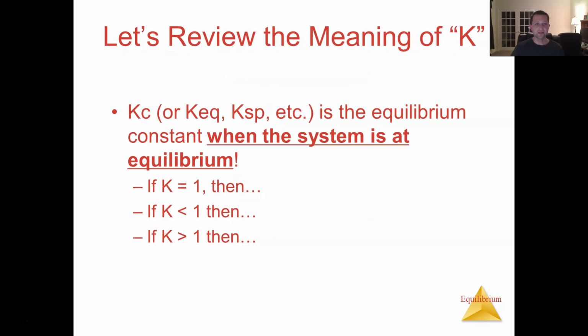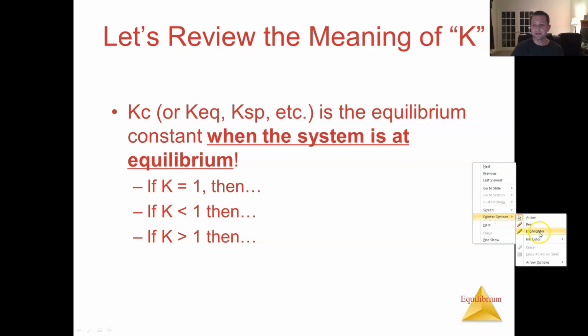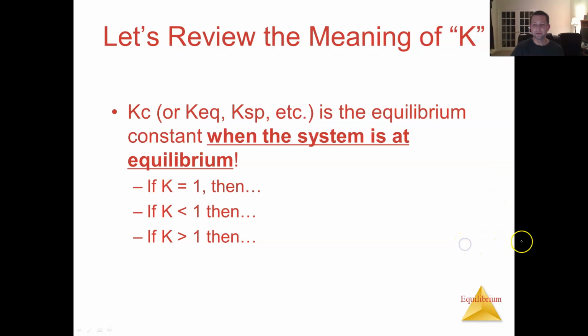Before we get into that too much, it's really important to review the meaning of K, our equilibrium constant itself. Let's take a look at a couple of different scenarios here on the screen. Kc, Keq, Ksp, whatever. We have a lot of different K values, but they're all basically equilibrium constants. The subscript might mean you have gases if it's Kp, or a solubility product if it's Ksp. Still an equilibrium constant though.